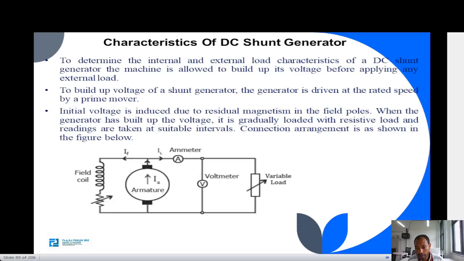Hello students, let us continue. The next point is the characteristics of DC shunt generator.